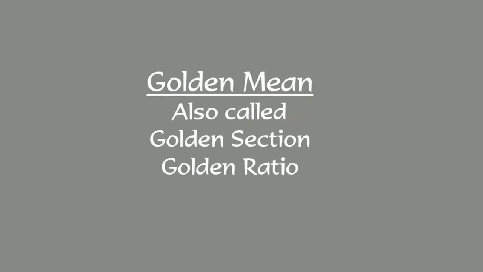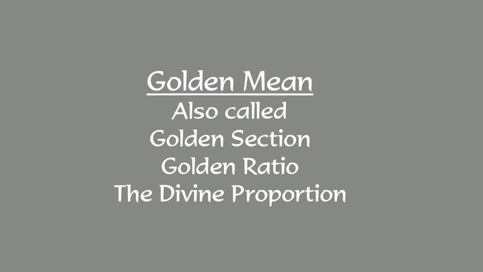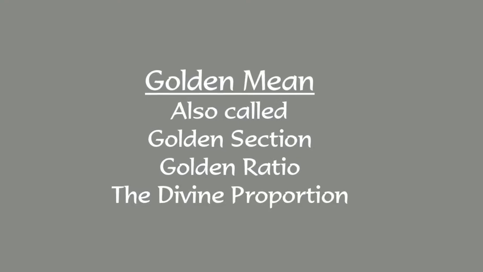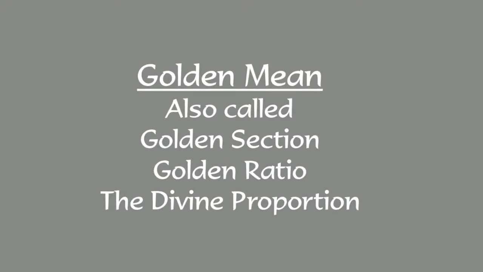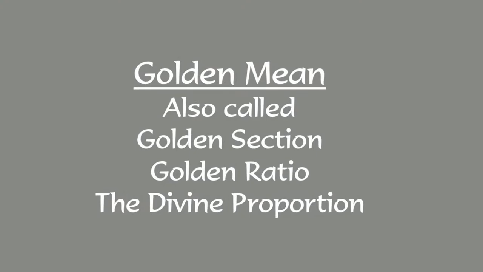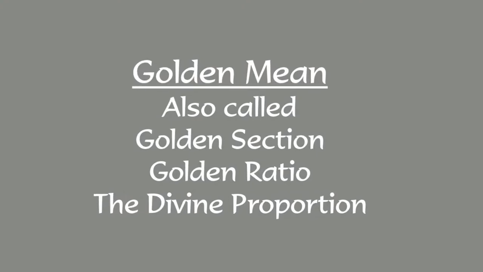Let's look at the golden mean first. In fact, the golden mean has a number of names. It's also called the golden section, the golden ratio, the divine proportion. And when we do research on the golden mean, we'll find that it really has a number of names that people call it, whereas they all mean the same thing.